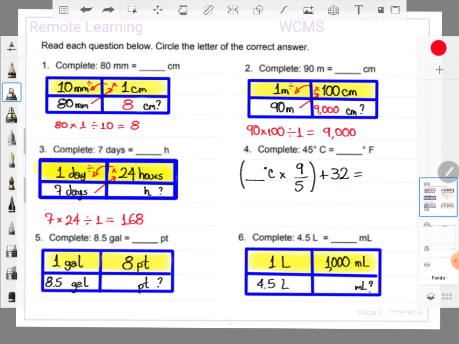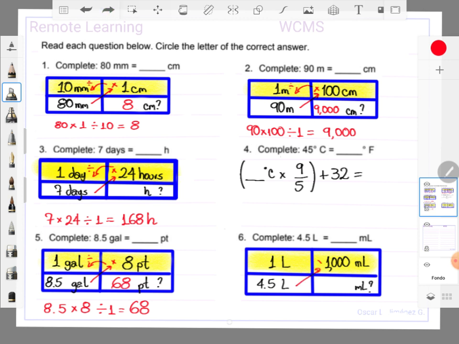Let's go with exercise number 5. We have 8.5 gallons and we want to change this to pints. The correct conversion factor is 1 gallon equals 8 pints. The question is, how many pints equal 8.5 gallons? We multiply using cross multiplication 8.5 gallons multiplied by 8 and then divided by 1. So it will be 68. The answer is 68 pints.